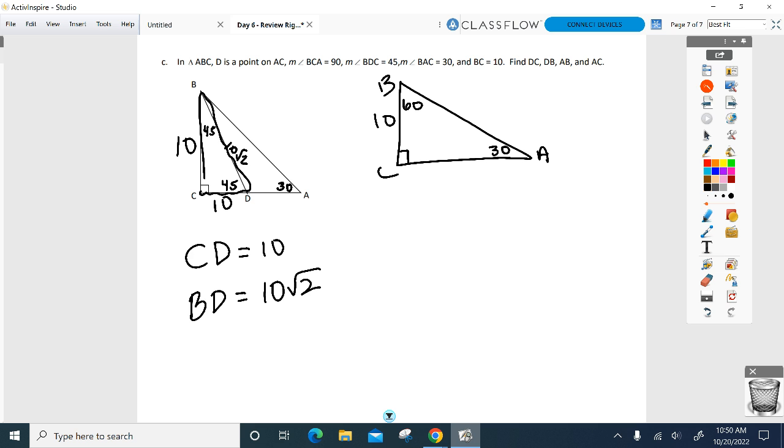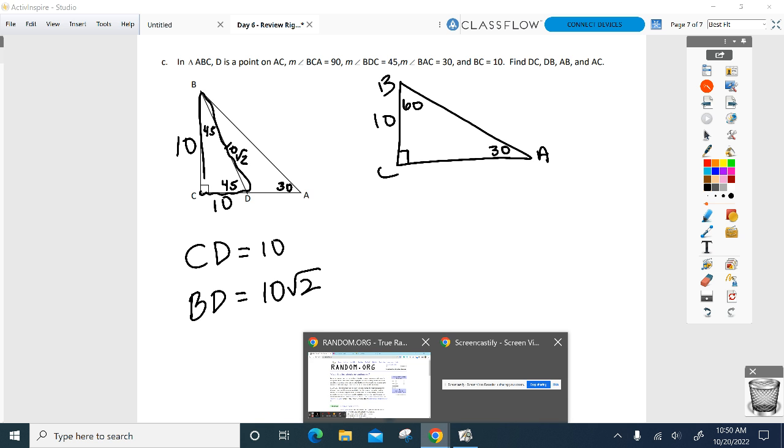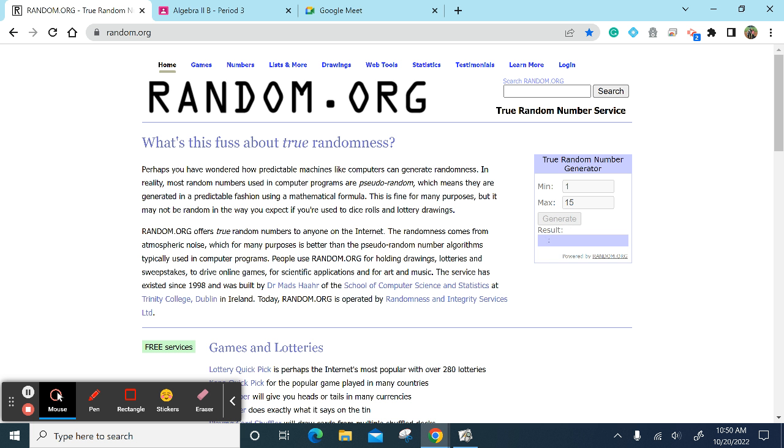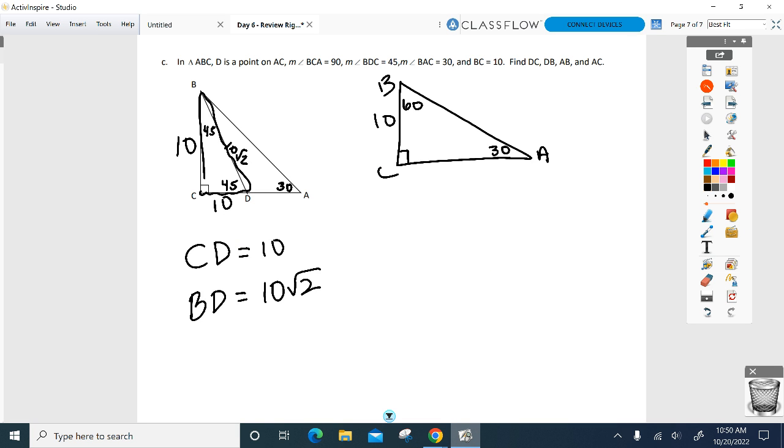Is the 10 the shorter, longer, or the hypotenuse? Shorter. So look at your rules. How do I find the longer leg up here then? I know the shorter is 10. How do we find the longer leg in a 30-60-90? That's how you find the hypotenuse. So we can do that.